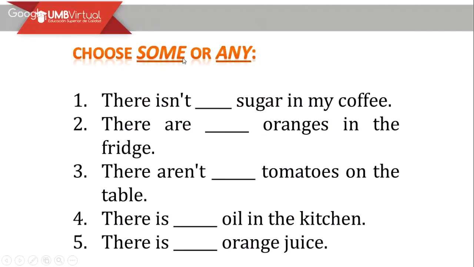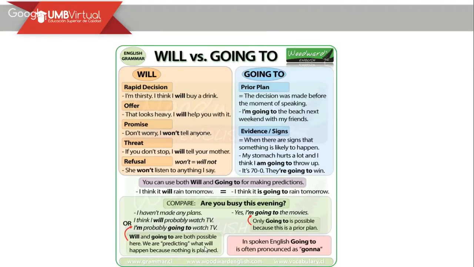Recordemos que el some se puede utilizar tanto para contables como incontables, al igual que el any, pero depende de si la oración es afirmativa o negativa, del propósito que tengamos. There aren't any tomatoes on the table. There is some oil in the kitchen and there is some orange juice. Perfect. Will versus going to.